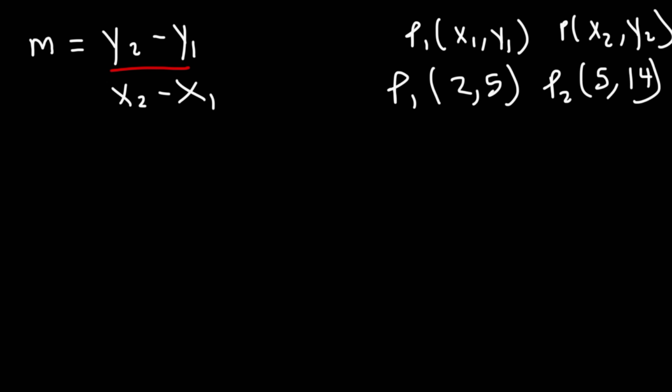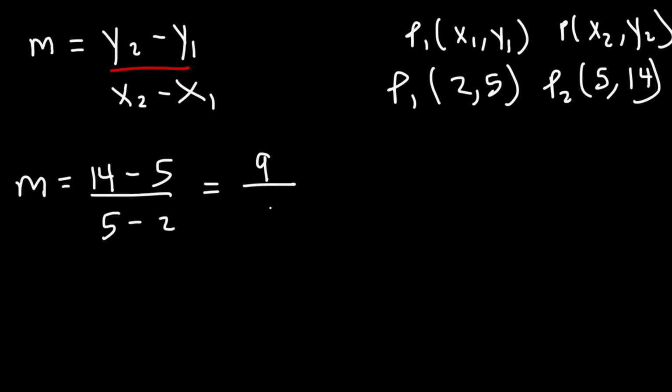Go ahead and calculate the slope. So y2 is going to be 14, and let's replace y1 with 5. x2 is 5, x1 is 2. 14 minus 5 is 9, 5 minus 2 is 3, 9 divided by 3 is 3. So the slope of the line that connects these 2 points is equal to 3.